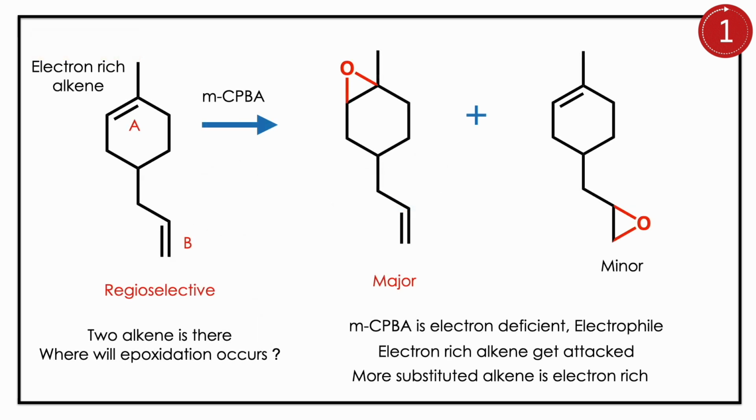The starting material contains 2 alkenes. You are using meta-chloroperbenzoic acid. It's a kind of electron deficient compound, but it is the epoxidation reagent. So it will only attack the electron rich alkene.